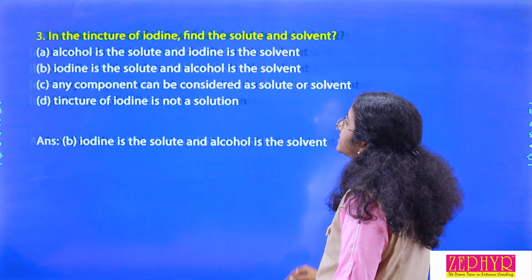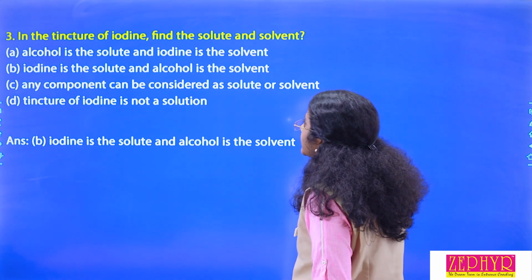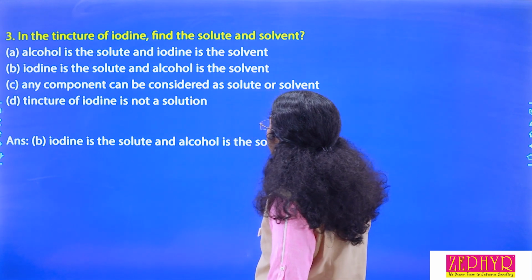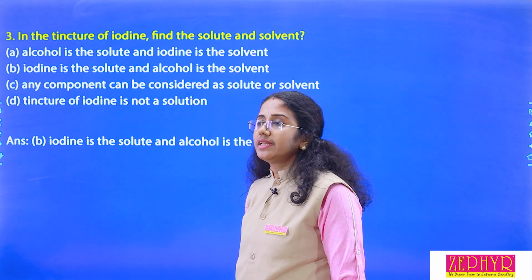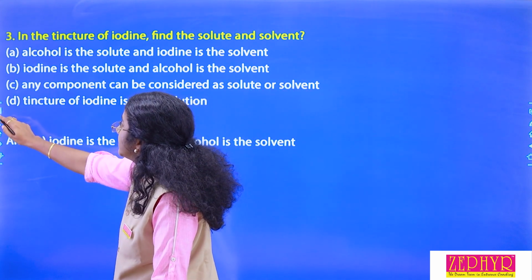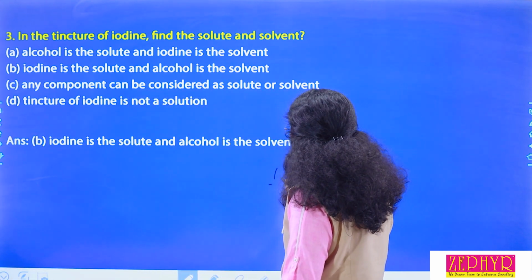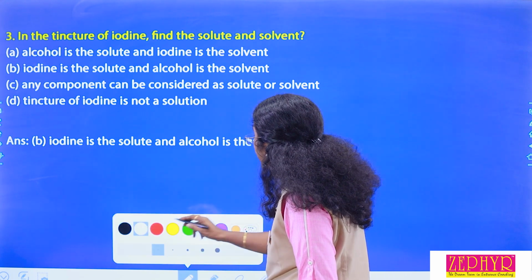Then the next one, the third question: in the tincture of iodine, find the solute and solvent. Tincture of iodine is iodine in alcohol. What is tincture of iodine? Iodine in alcohol. That is an important one.